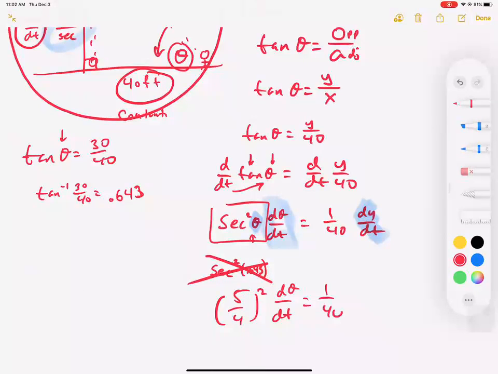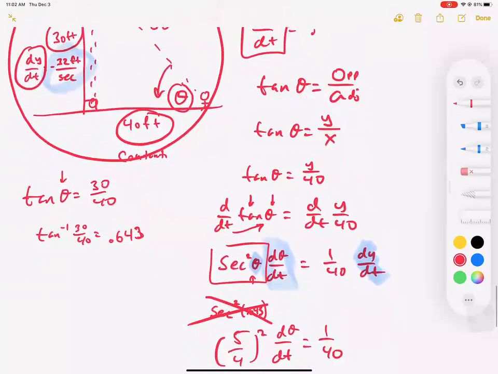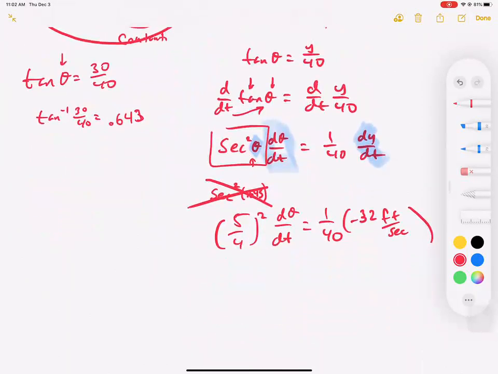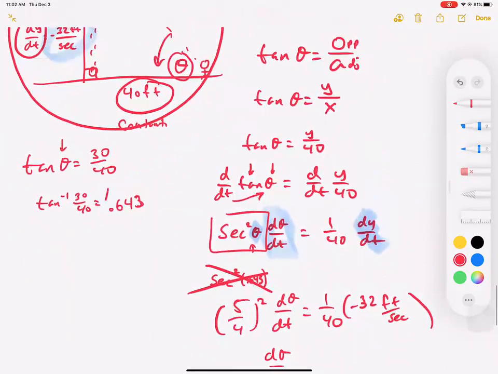Times 1 over 40. And then dy dt we said was negative 32 feet per second. Okay, so we can solve for d theta over dt. Where do you get the 5 over 4? Okay, so I solved for theta to be 0.643, and if I plug in 0.643, we're going to end up with a secant of 0.643 to be something like 5 over 4.